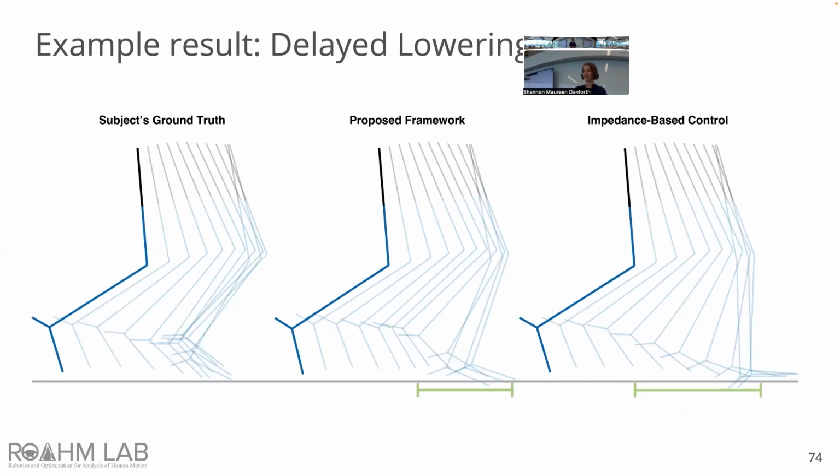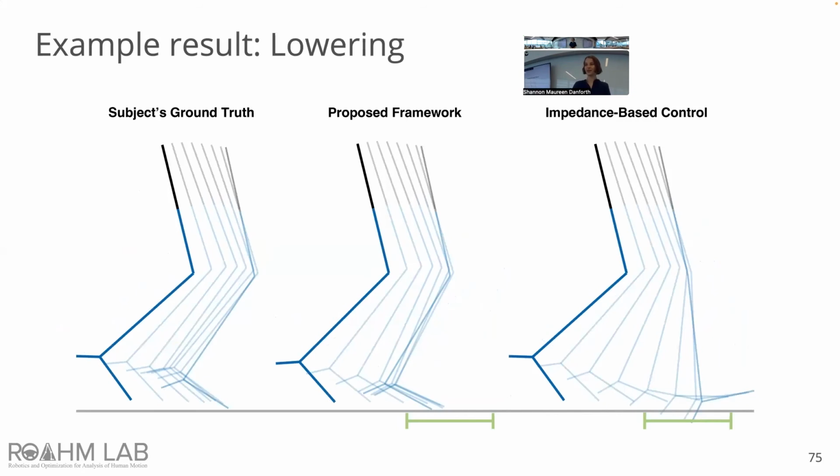Here's a delayed lowering example. So here again, when we're looking at the subject's ground truth, we can see that that toe was placed on the ground first after the trip. And our framework also places a toe on the ground while avoiding heel scuffs in this case, but impedance-based control has heel scuff in this case. Lastly, a lowering trial, same thing. We also have the toe placed on the ground in this case, and we observed many heel scuffs from the impedance-based controller for these trials.